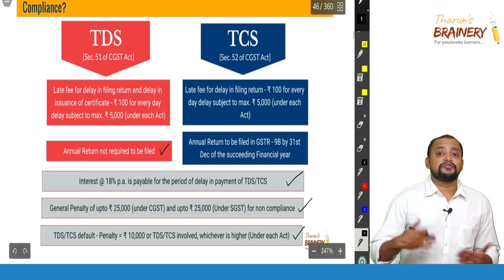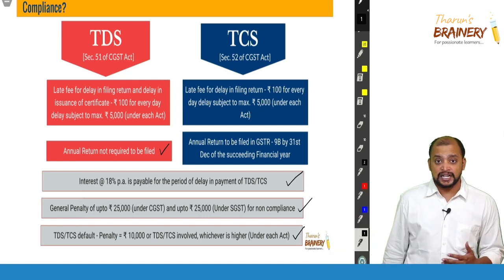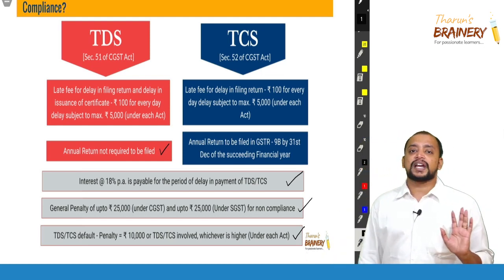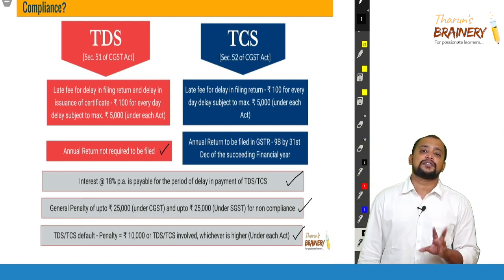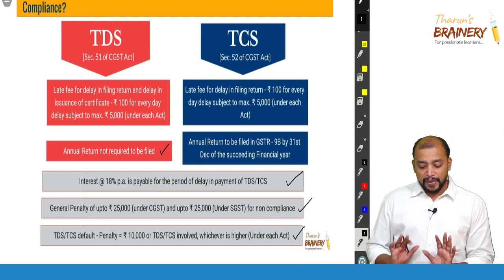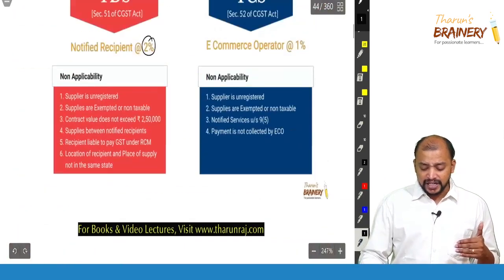So for any other default, that is apart from non-payment of TDS or TCS, there is the general penalty. Non-payment of TDS or TCS will lead to this specific penalty of 10,000 rupees or 100% of the tax, that is TDS or TCS, whichever is higher. So these are the penalties in case of TDS. Now in case of TCS, let's see.